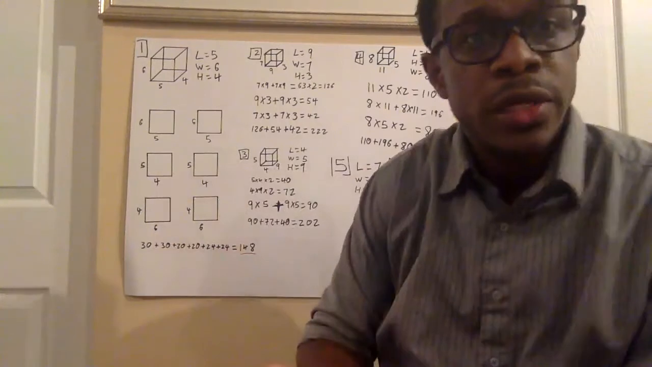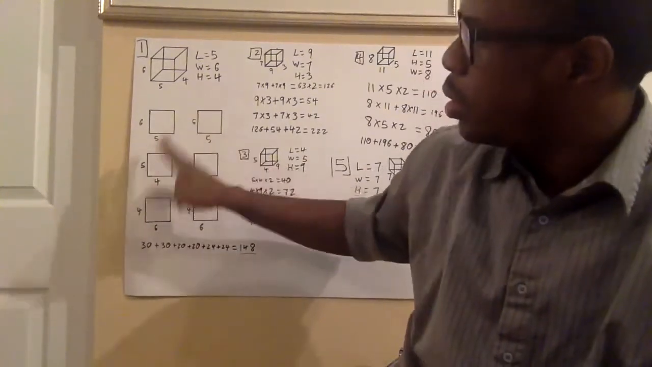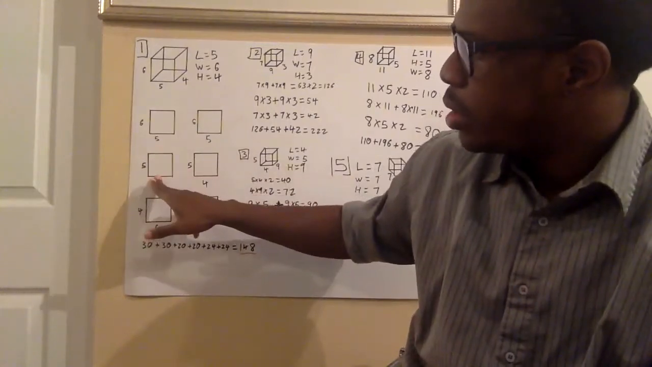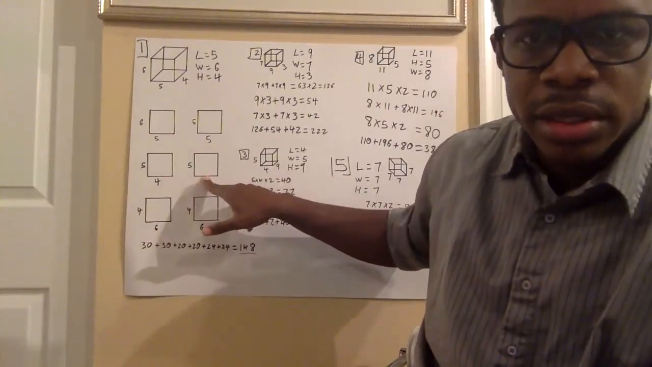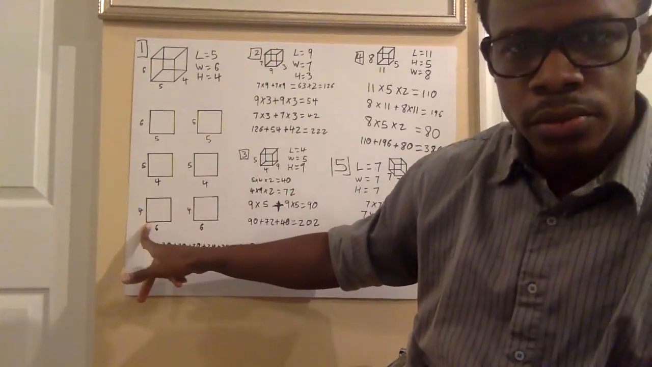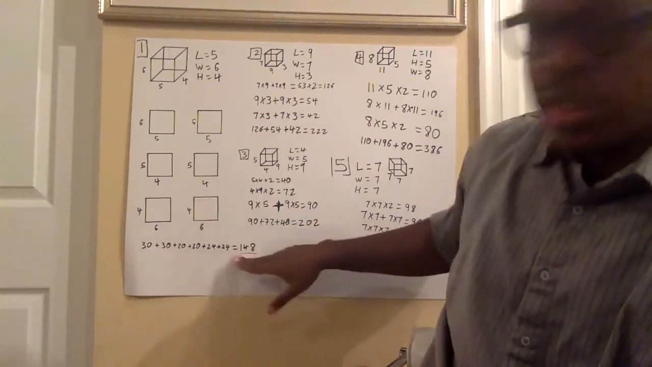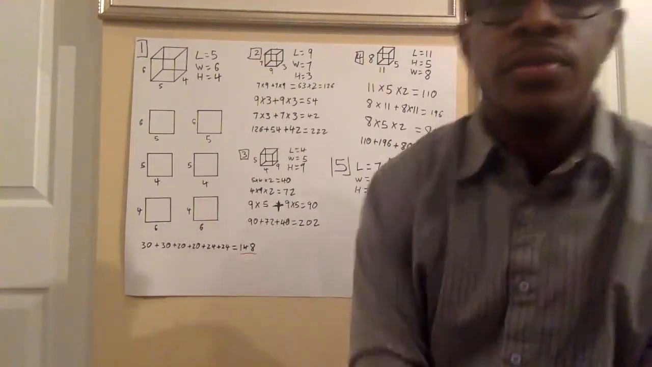Now, all we need to do is add them all together. So 30 plus 30 is 60. 60 plus 20 is 80. 80 plus 20 is going to be 100. 100 plus 24 is going to be 124. And then 124 plus 24 is going to give us 148.